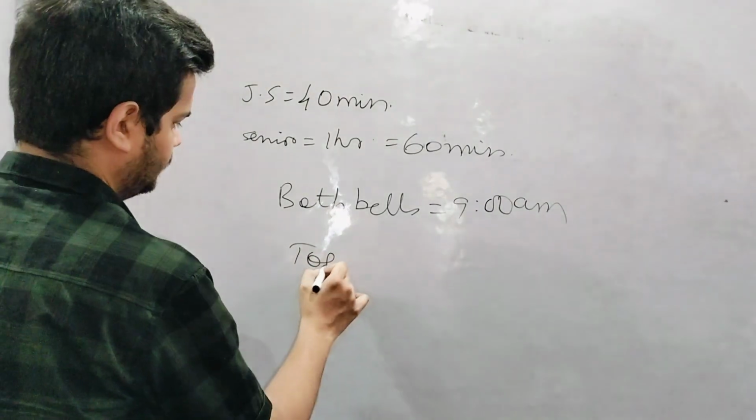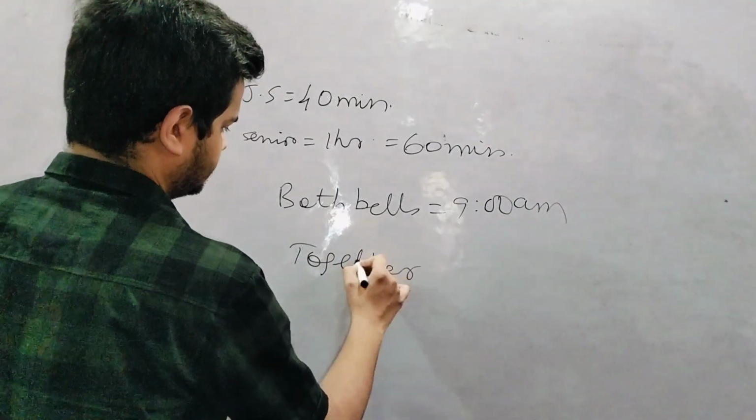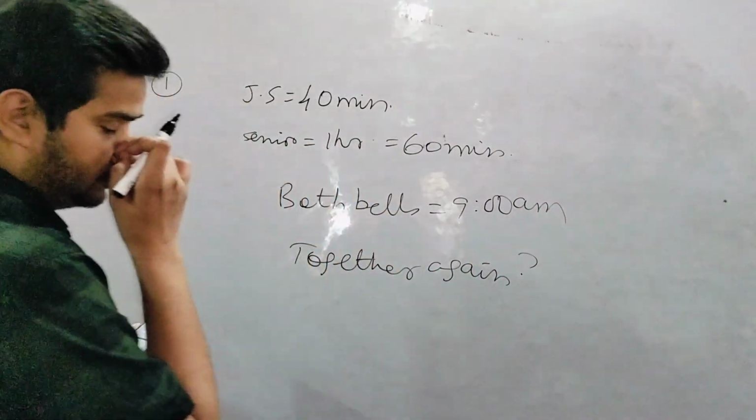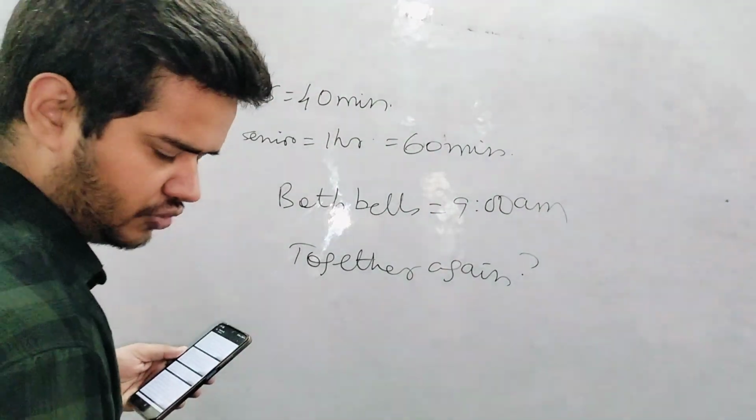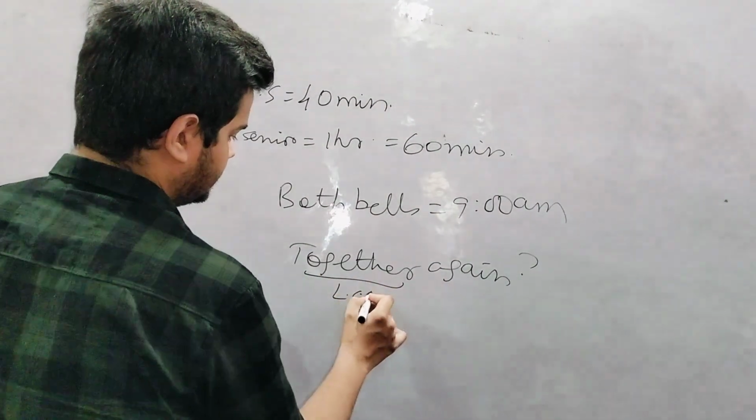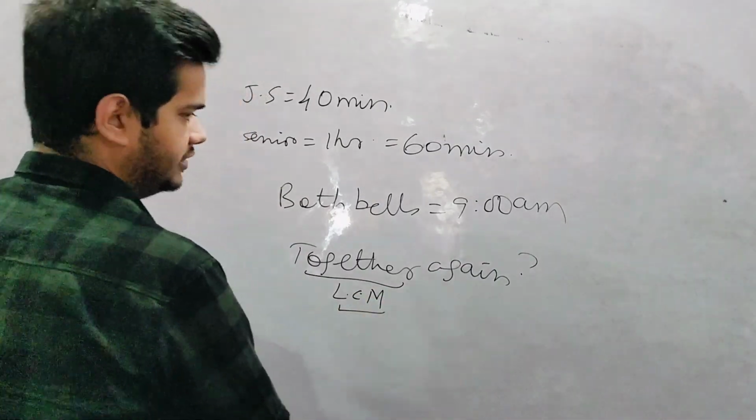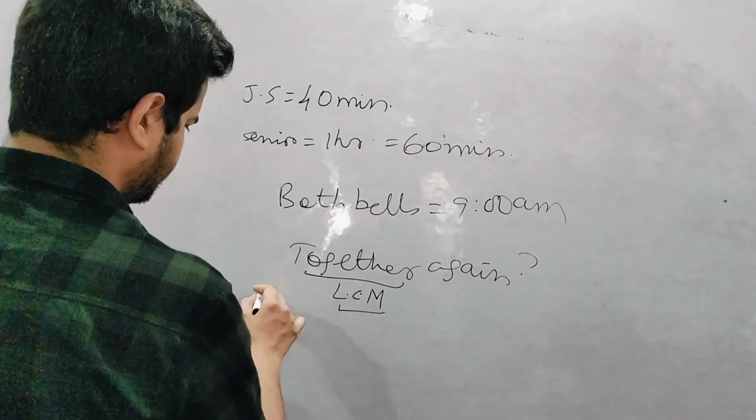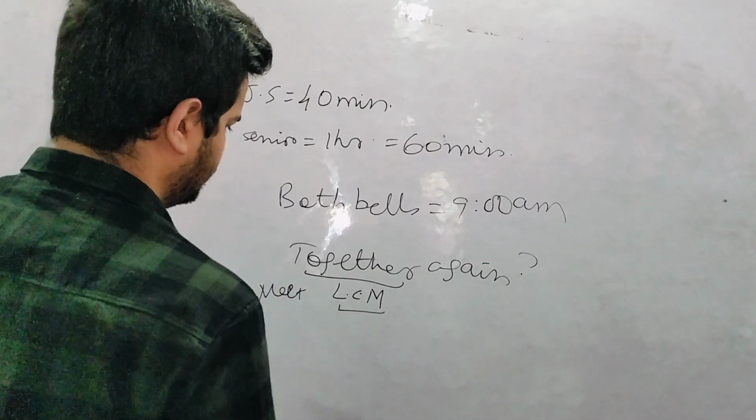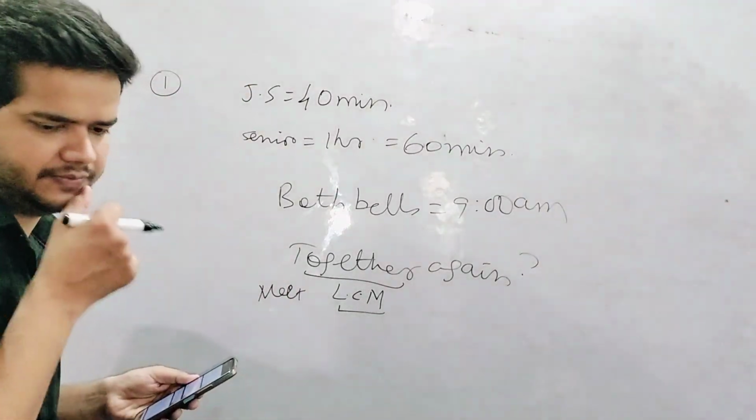तो क्वेश्चन है कि वो दोनों बेल दोबारा किस टाइम पे रिंग करेंगे. तो एक चीज, जब भी क्वेश्चन में you find together, it's a hint that you have to find the LCM. जहां भी मीट लिखा हो या टुगेदर लिखा हो, उस केस में आपको एलसीएम निकालना है. ओके, सो लेट्स स्टार्ट दिस क्वेश्चन.